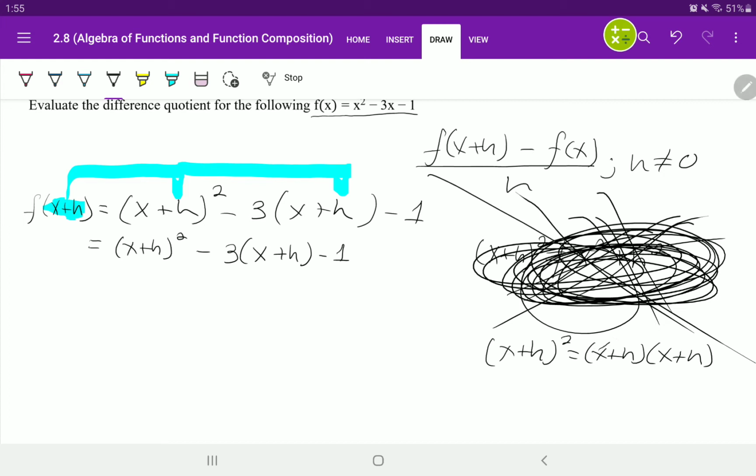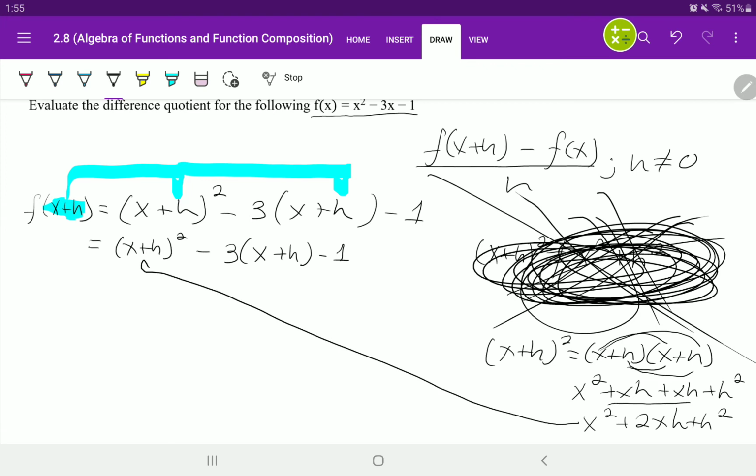Then you can distribute. x times x is x squared. x times h is xh. h times x, I want to write that as xh again. Order doesn't really matter. And h times h is h squared. We're going to combine. So xh plus xh is 2xh. So x squared plus 2xh plus h squared, and that's going to go in place of that. So x squared plus 2xh plus h squared.